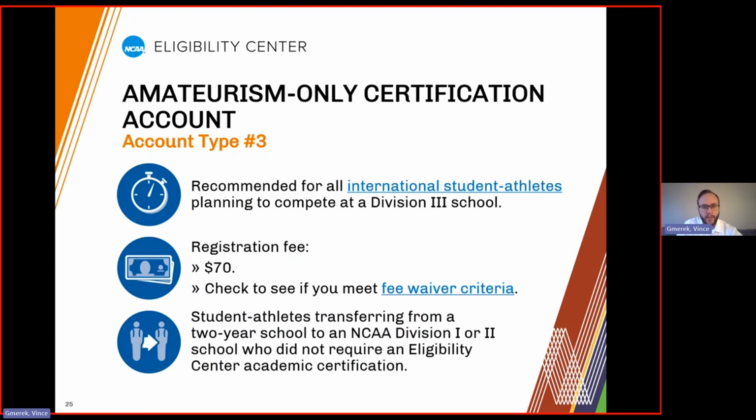It's also worth mentioning here that if you register an amateurism only account, you can then later upgrade that into an academic and amateurism certification account, but you cannot start with an academic and amateurism account and then later change that to amateurism only. So if you choose the amateurism only account, then that is a safe option because most students will always need that. And then again, if you need it, you can upgrade it later to that academic certification account.